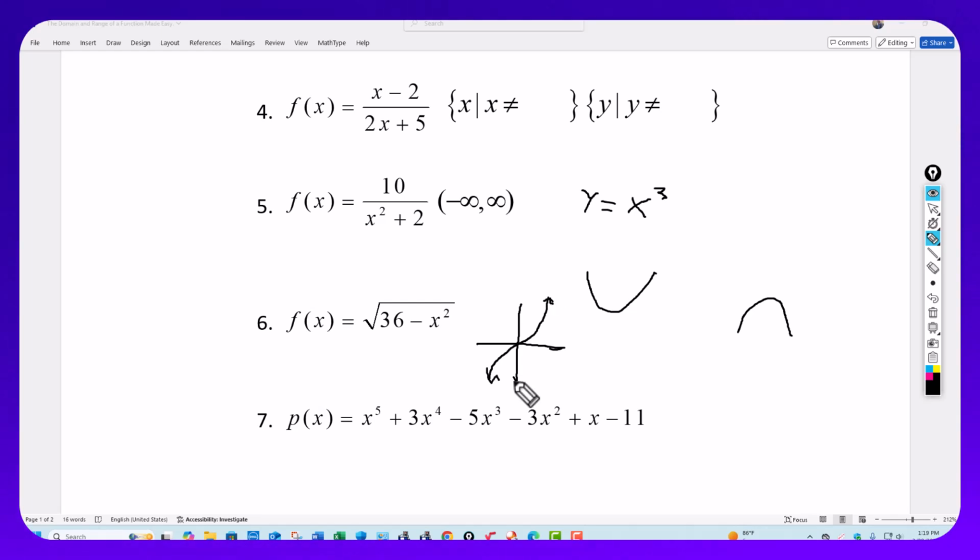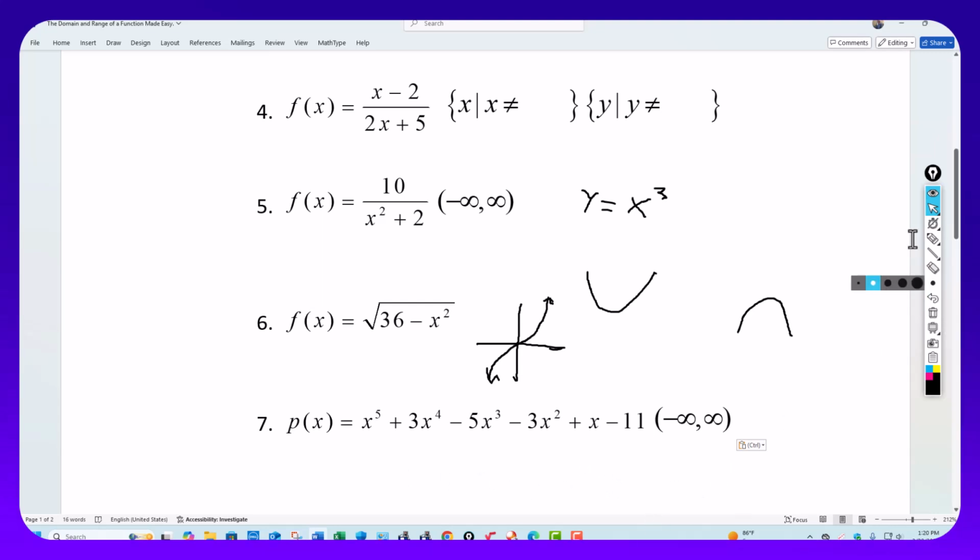And here are the shortcuts for polynomials. The domain of a polynomial is always going to be all real numbers. There's no restriction. You can't have any division by 0. You don't have a square root, so you don't have to worry about imaginary numbers. Any number can be replaced for x. There are no restrictions on the values you can substitute in for x. So the domain is always going to be all real numbers, negative infinity to infinity.